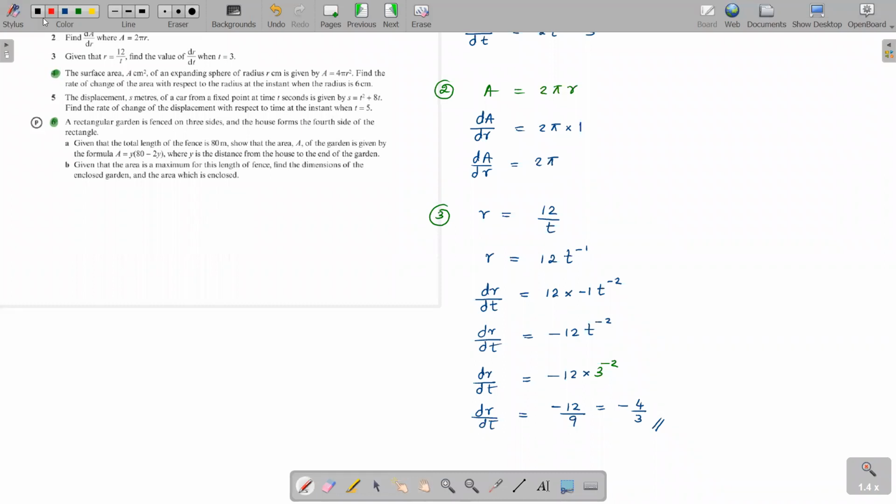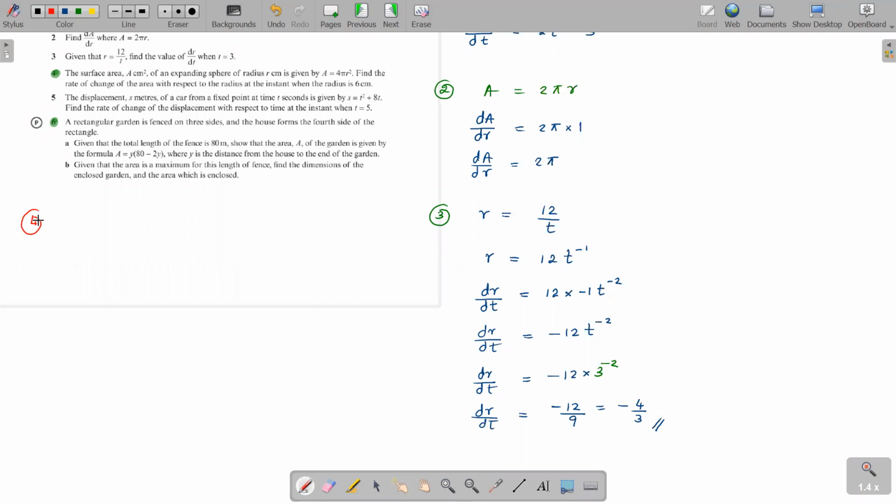Question number 4. The surface area A square centimeter of an expanding sphere of radius r centimeter is given by A equals 4 pi r square. Can you see? The surface area A of an expanding sphere, which means the sphere is growing in size. So you understand when the sphere grows in size, the area also will increase, isn't it?